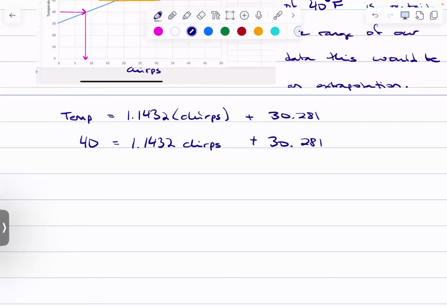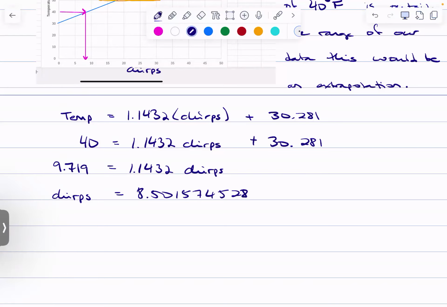40 minus 30.281. I get 9.719 is 1.1432 times the chirps. Dividing both sides by 1.1432, I get the chirps must be 8.5015745528. I know I can't stop. Can't stop, won't stop. That's our predicted number of chirps, roughly 8.5.